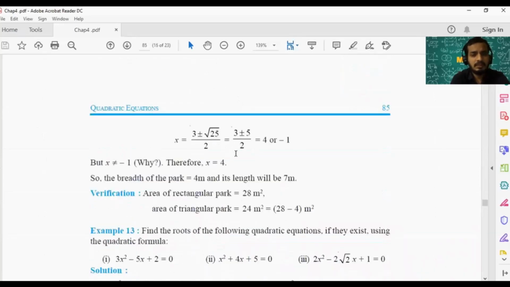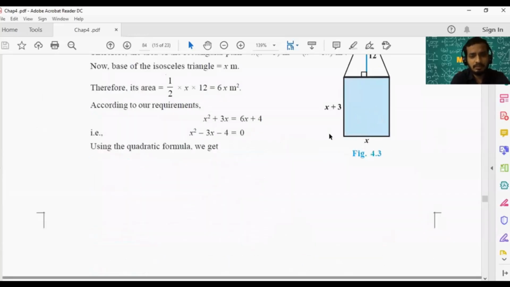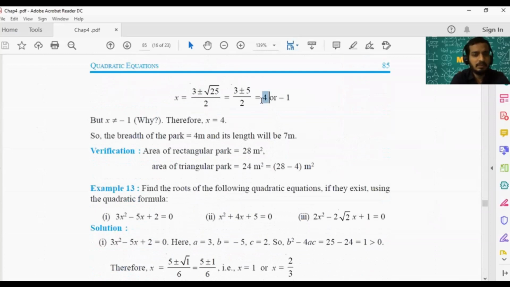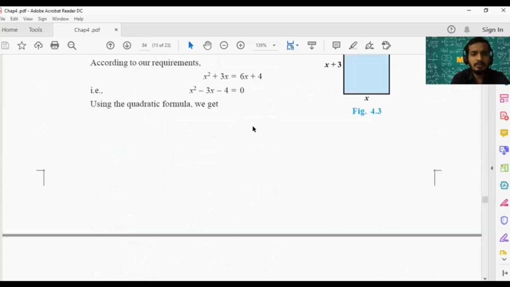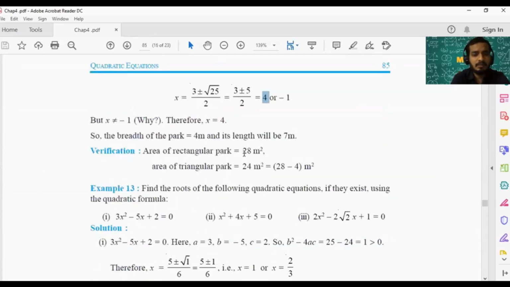Then as we studied in the last lesson, we take 3 plus 5 by 2 and 3 minus 5 by 2. So 4 or minus 1 will come. Okay, but here x is taken as the breadth of this rectangle, so it cannot be negative. So we choose only the positive value, the 4. If the breadth is x, then the length will be x plus 3, that is 4 plus 3, that is equal to 7. Then the area of the rectangular park will be 28, that is 4 into 7.